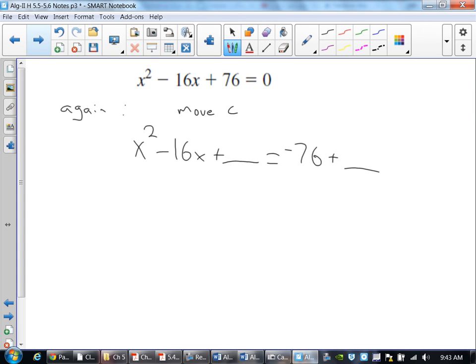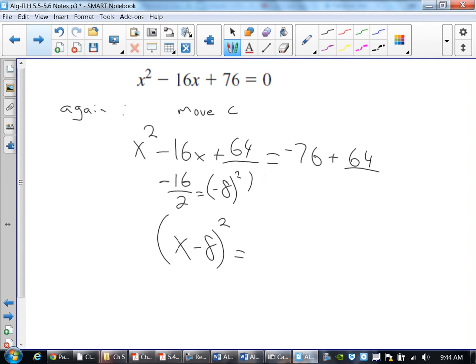What's half of negative 16? Notice I'm keeping the sign with it. Negative 16, half of that is negative 8. So what goes in my parentheses? Negative 8. So it becomes x minus 8, quantity squared, equals, well, what's negative 8 squared? 64. I add 64 to both sides. So then I square it, and I add it here and there.